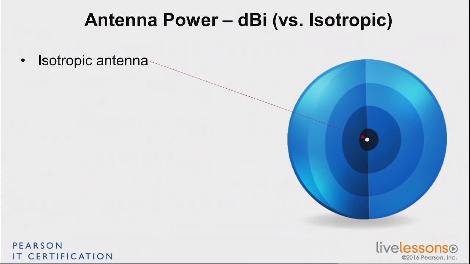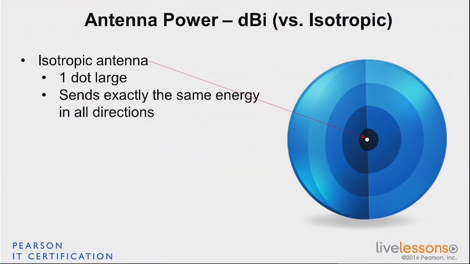It does not exist in the real world. Why? Because we can't make things that are 1 dot large. We don't know how to make that. Even if it's 1 atom, it's more than a dot, right? An atom has a size that you can measure. And also, sending the same energy in all directions is not something we can do either.